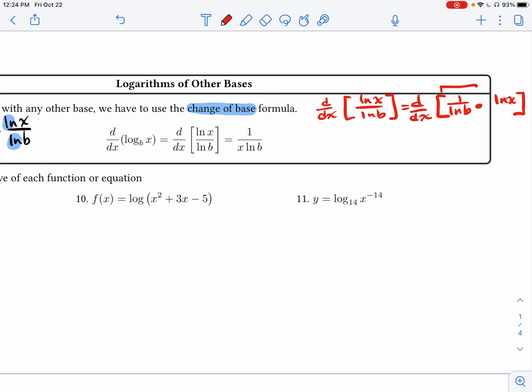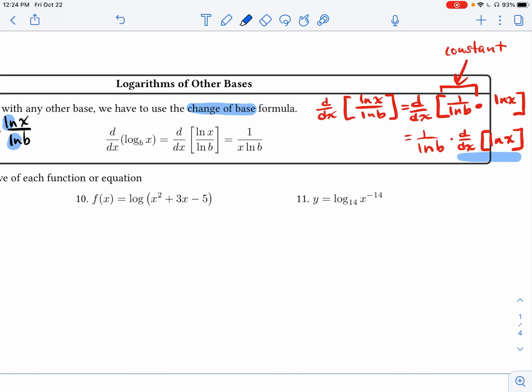Remember, just like we saw in our previous problem, this is simply some constant, since e is a constant. So we can effectively factor this out. When we're taking the derivative of some constant times some function, this is equal to 1 over the natural log of b times the derivative of the natural log of x. And I think this is really cool.